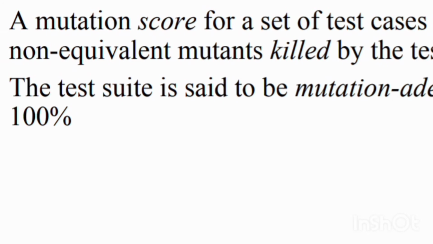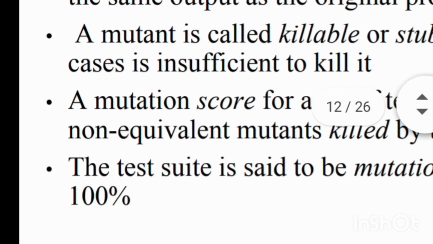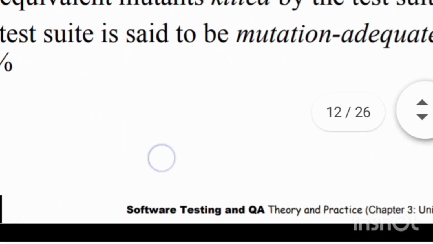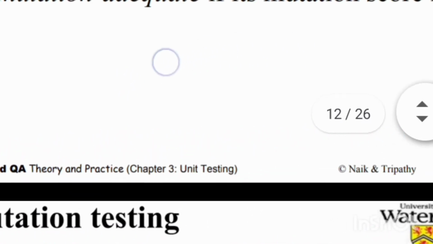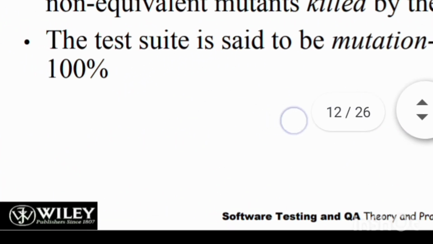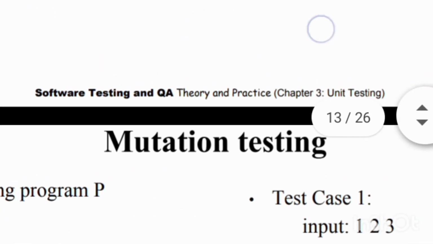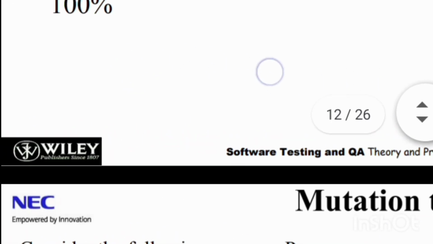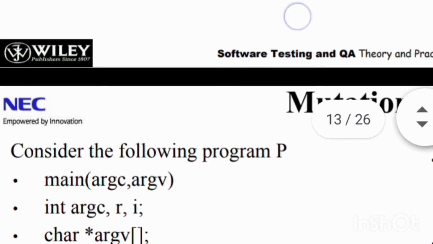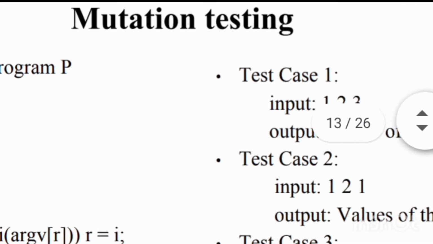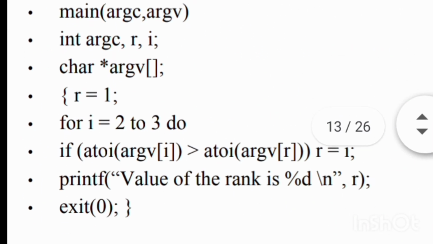A mutant is equivalent to the given program if it always produces the same output as the original program. A mutant is called killable or stubborn if the existing set of test cases is insufficient to kill it. A mutation score for a set of test cases is the percentage of non-equivalent mutants killed by the test suite. The test suite is said to be mutation adequate if its mutation score is 100%.